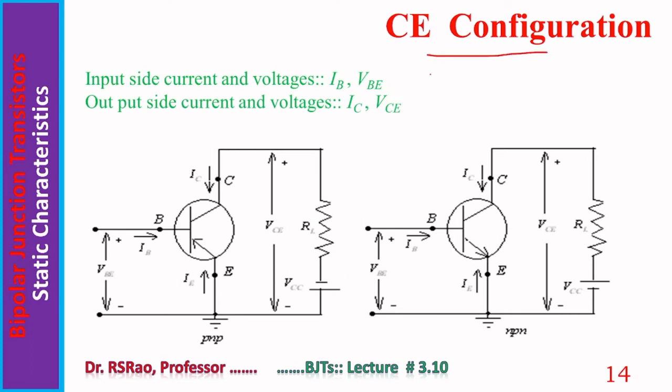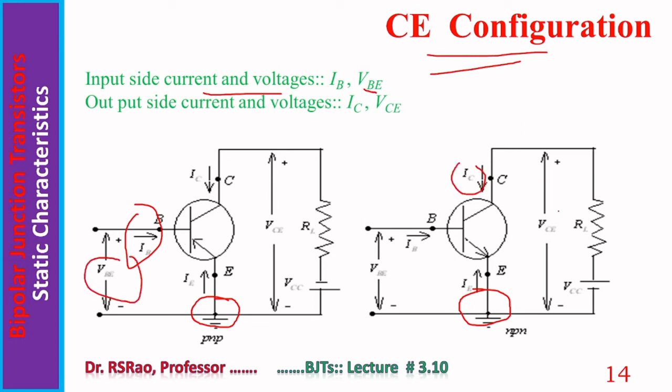Now we consider CE configuration. An important point to note is that in these diagrams, the emitter is common for input and output. That's why it is CE. Input side current and voltages are base current and base to emitter voltage. Output side current and voltages are collector current and collector to emitter voltage. So input characteristics and output characteristics we see.